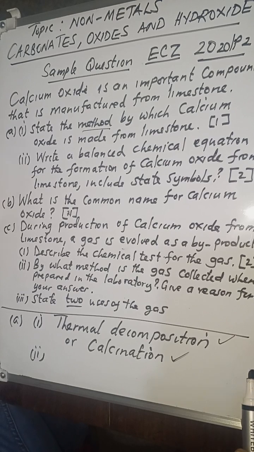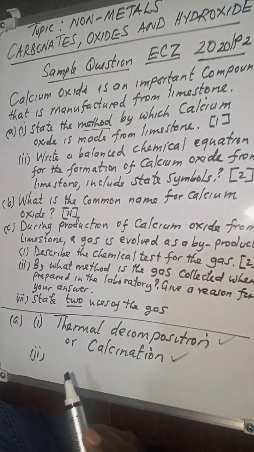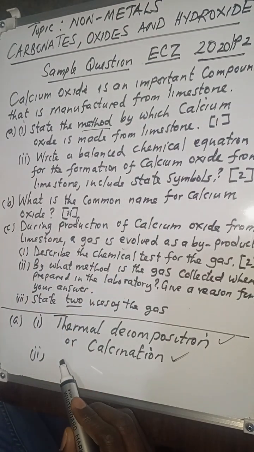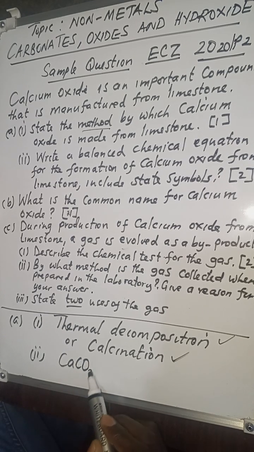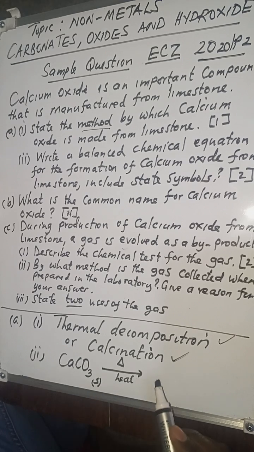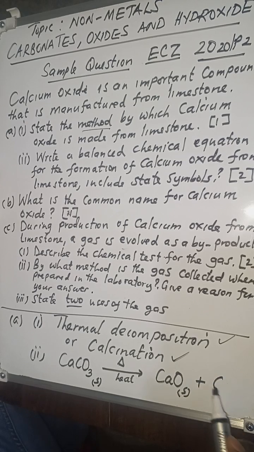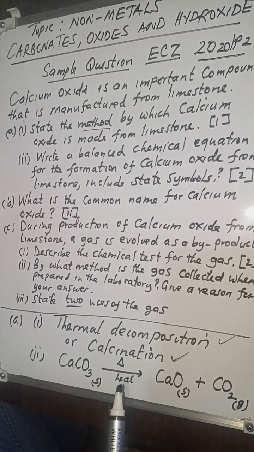Roman 2 says write a balanced chemical equation for the formation of calcium oxide from limestone. Include state symbols. So they want us to include state symbols. So remember, calcium carbonate is in solid form. So when subjected to heat, that calcium carbonate would decompose into calcium oxide, which is a solid, and you are going to produce carbon dioxide, which is in gaseous form. So that is the balanced chemical equation that they wanted you to write there.